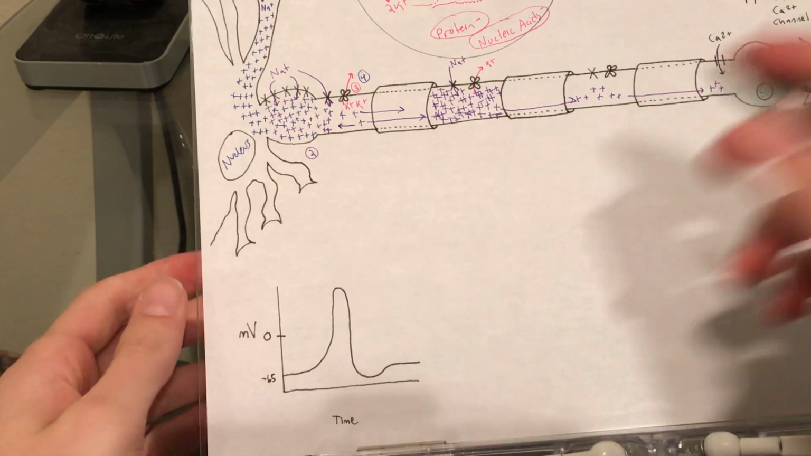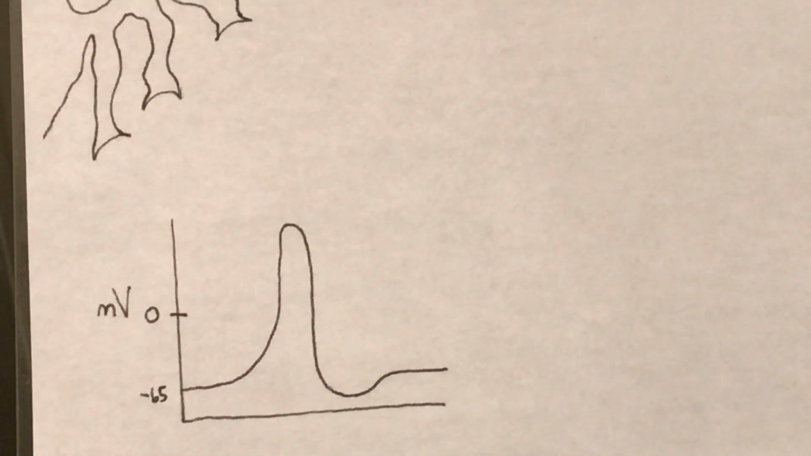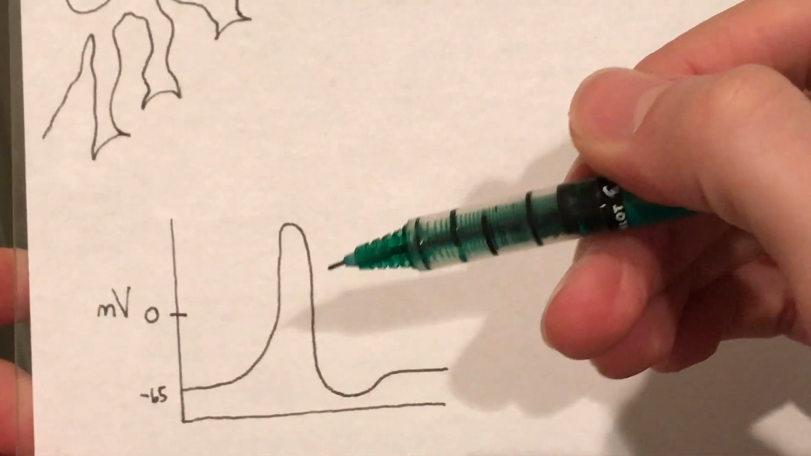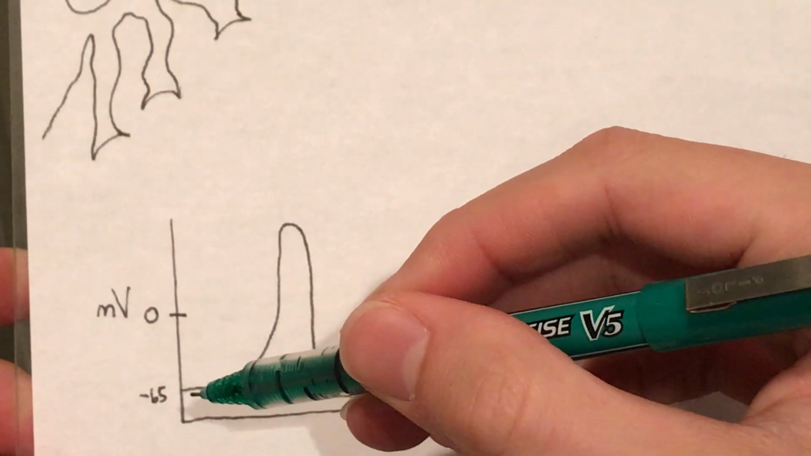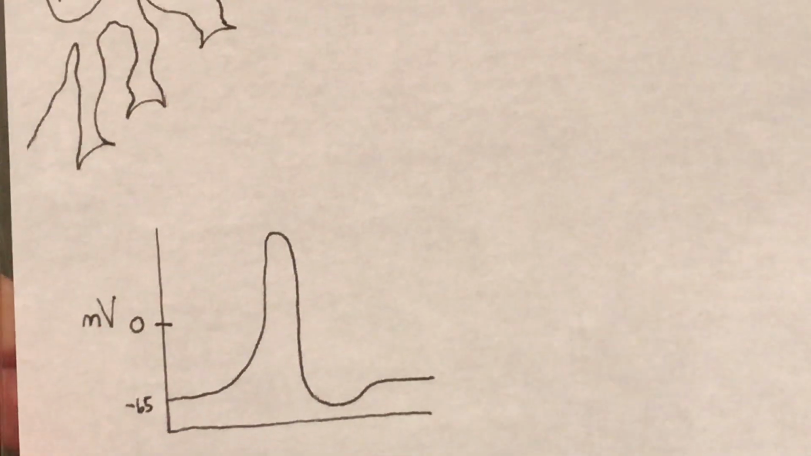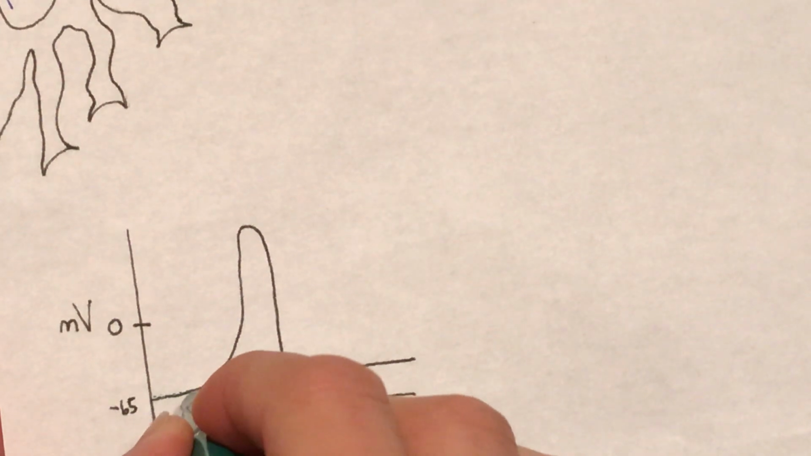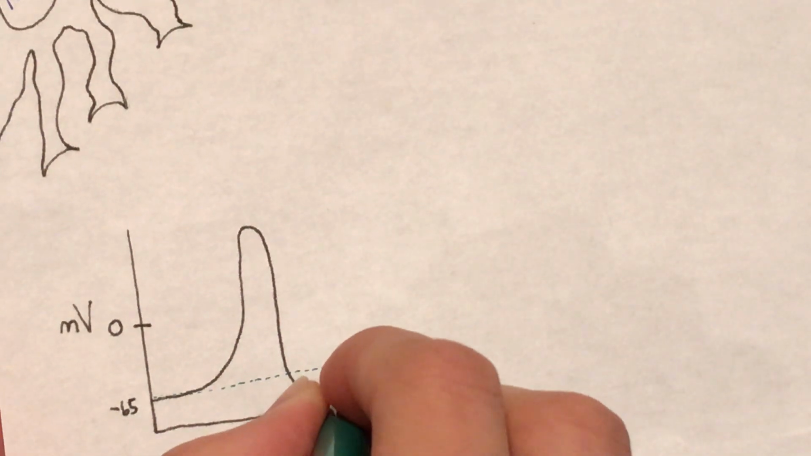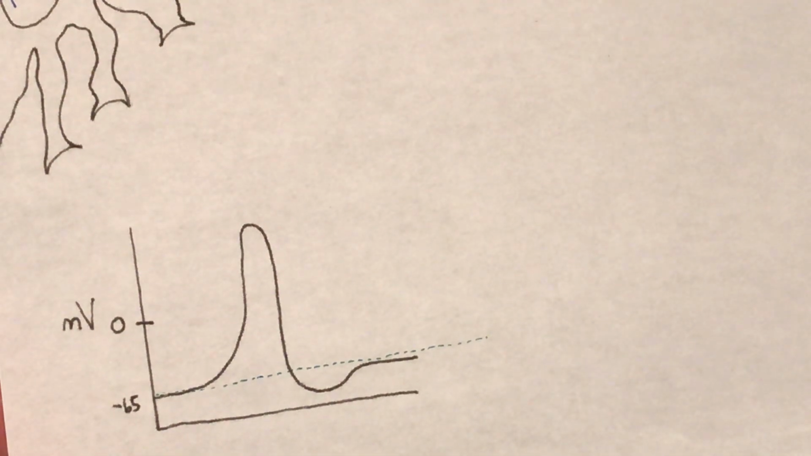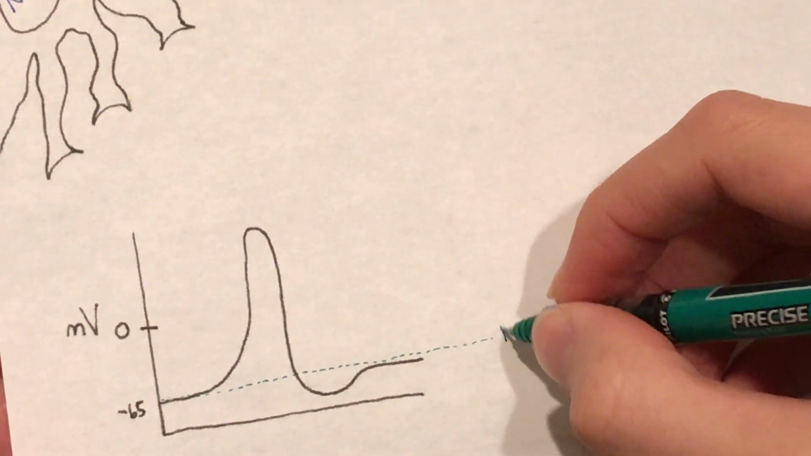So for reference, and let me zoom in here. So for reference, our resting potential of our neuron, or what the inside of the neuron is in terms of voltage, is negative 65 millivolts. So what you can do is you can put, I don't know, like a dotted line or something. And that dotted line represents the negative 65 millivolts, which is our resting potential.